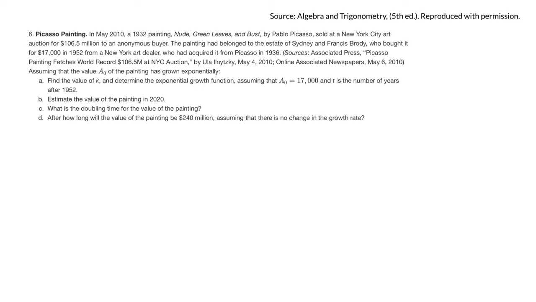Okay, here's another one. A Picasso painting. And a lot of these are just having to read and figure out. Sometimes you're tricked in what things they say. Okay. Sold at art auction for that much to an anonymous buyer, who had bought it for that.